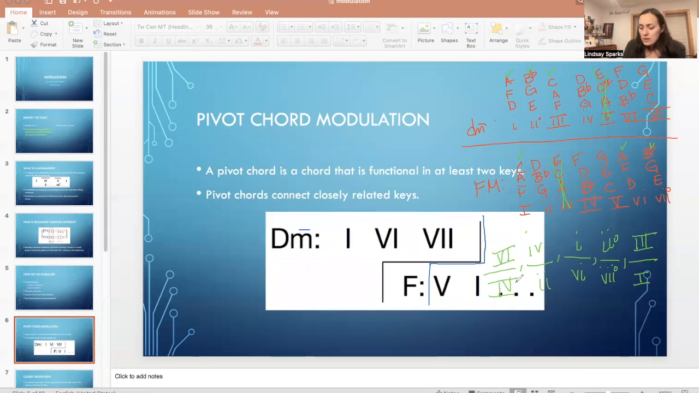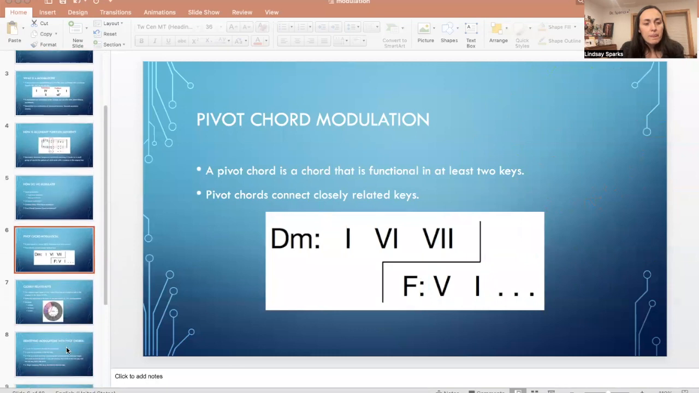The question is not so much which chord do we use as a pivot? It's more which one is the best pivot? Because we've got so many that could be. So that's why going from a minor to its relative major or vice versa is a really, really common modulatory move. So, how do we decide where we're going? Let me erase this and get to the next slide.